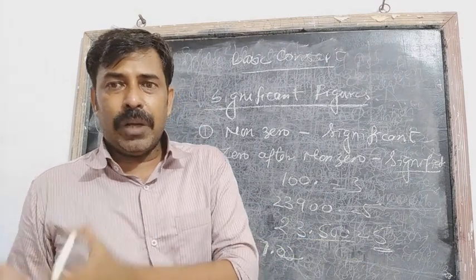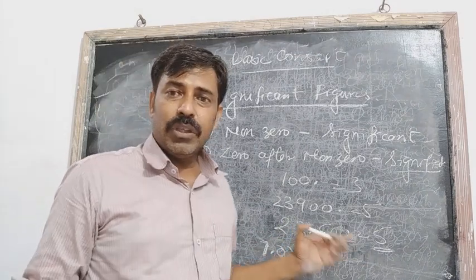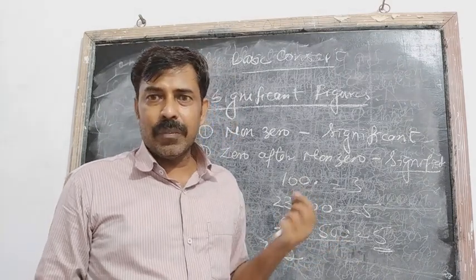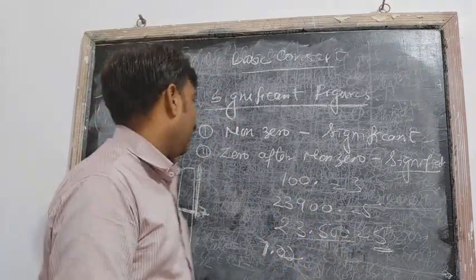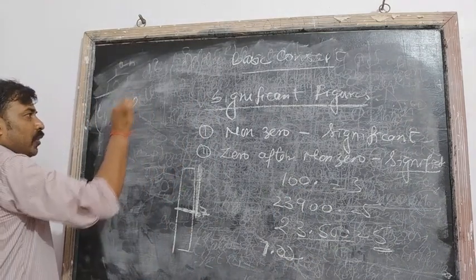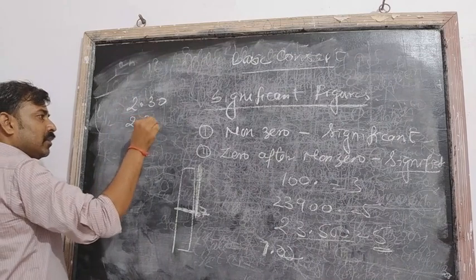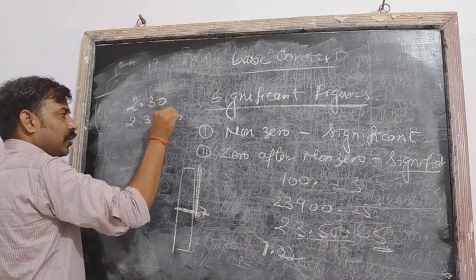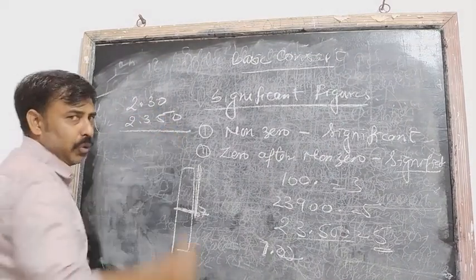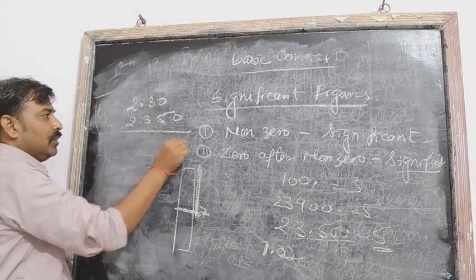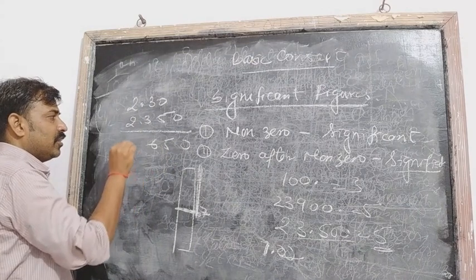And if that is more efficient, that means this value is more accurate. That means these zeros also have value. Or when we are adding numbers, say you are adding 2.30 and you are adding 2.350, you can say that during the addition, the value will be 0.564.